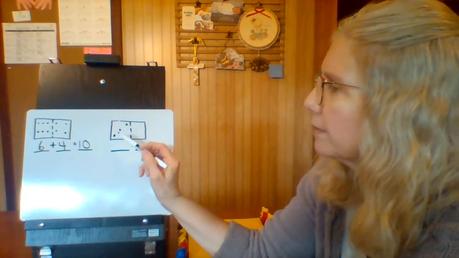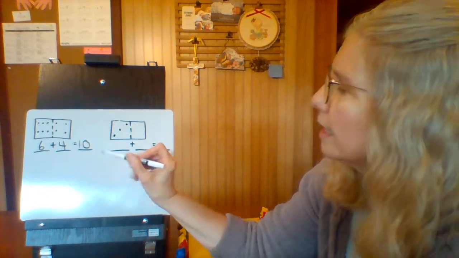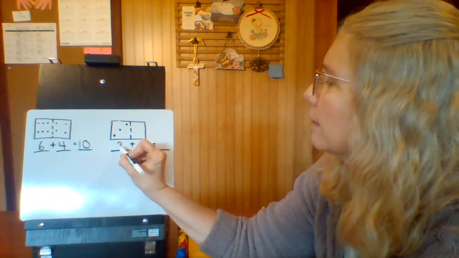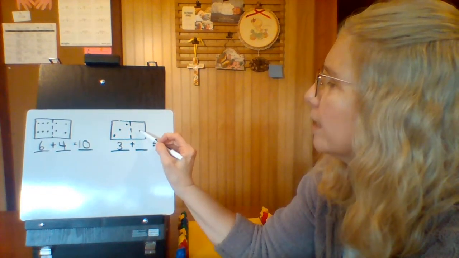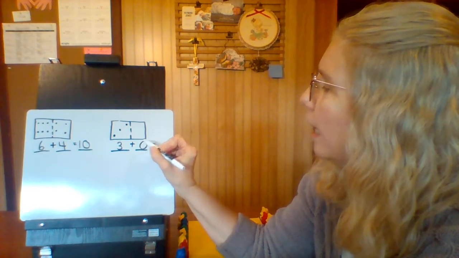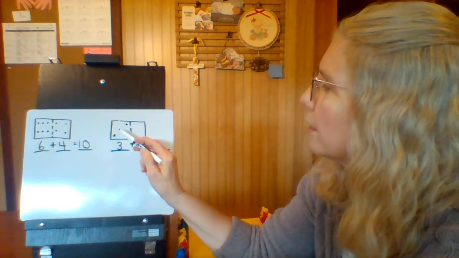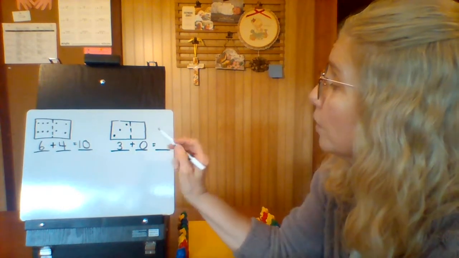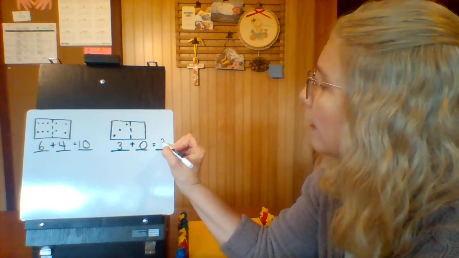Let's do the next one. 1, 2, 3. So we have 3 here. And how many here? You are right, there are none there. So then we get to put a 0 here. And count with me. 1, 2, 3. There's no more to count. So we just start with 3.